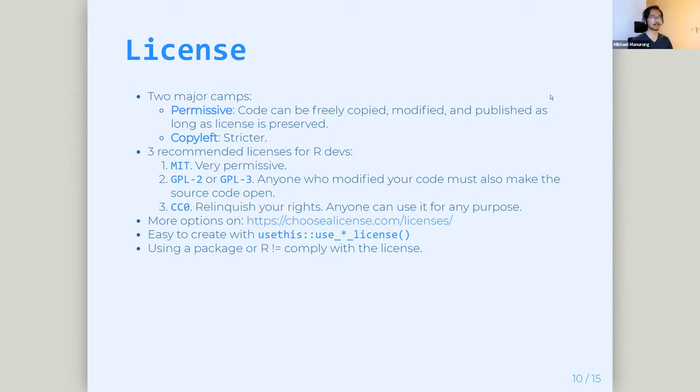So for the license, there are basically two major camps. The first camp is the permissive camp. This includes the MIT license. The signature of this camp is that if you use this license, then the code can be freely copied, modified, and published as long as the license is preserved. For example, if you copy a repo that is using the MIT license and you change it to something else, then you still have to use the MIT license regardless of what you have.